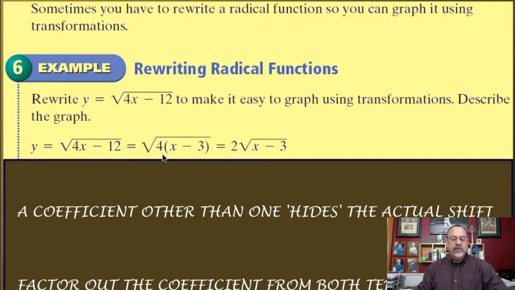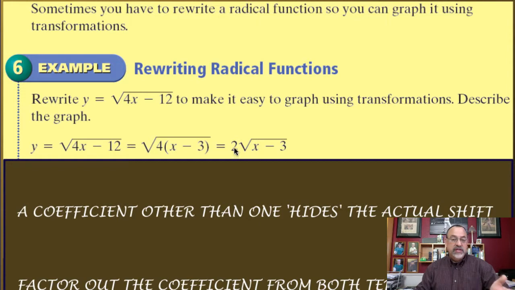Now, because this is multiplication, I can apply the square root to these separately. So I can take the square root of 4. It now comes outside as 2. And now I can see what the shift is. This is actually a shift to the right 3. And now what I have out here is a vertical stretch of 2.